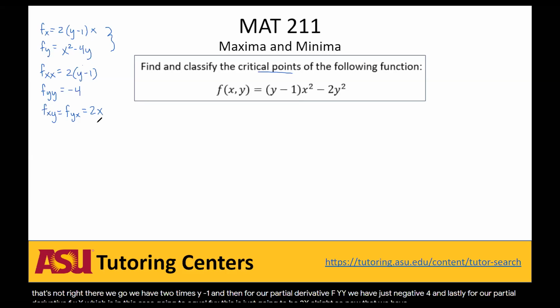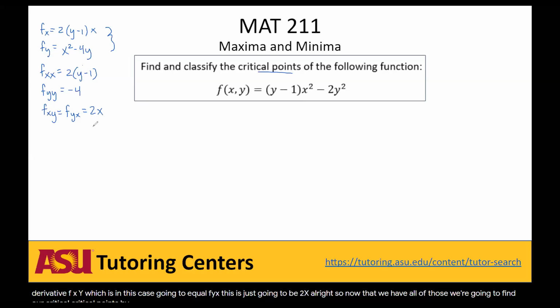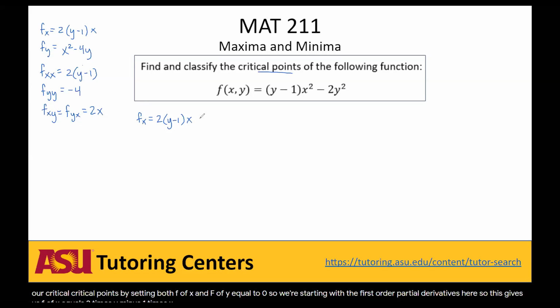All right, so now that we have all of those, we're going to find our critical points by setting both f of x and f of y equal to 0. So we're starting with the first order partial derivatives here. This gives us f of x equals 2 times y minus 1 times x equals 0. And our f of y equals x squared minus 4y equals 0.